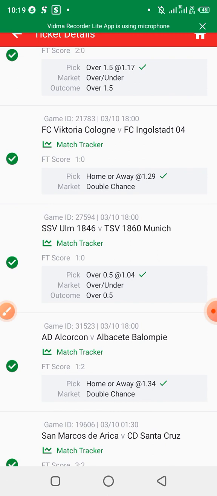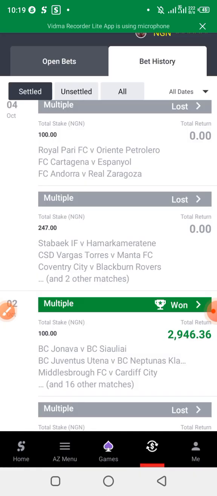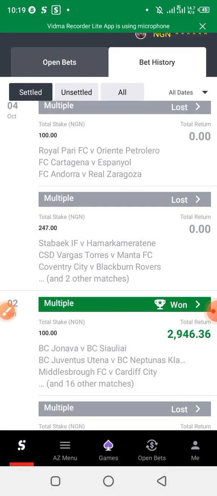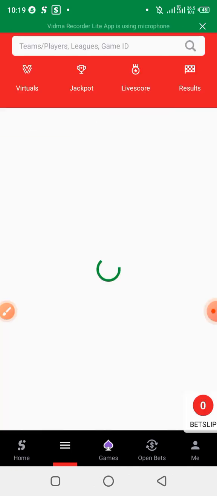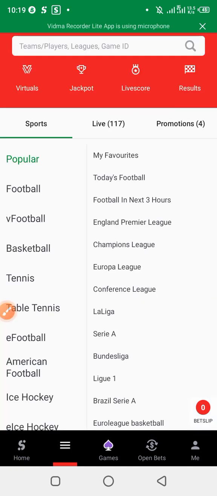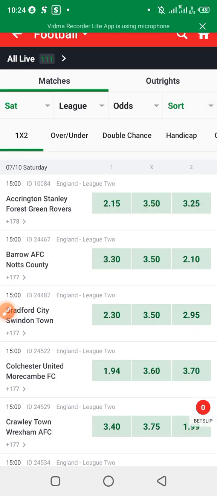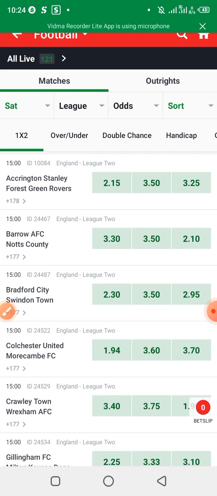So now let us start by going into the statistics of some of our games. Right now I'm going to pick a particular match under the England League, particularly England League 2. I'll be picking the match between Barrow AFC and Northampton County.